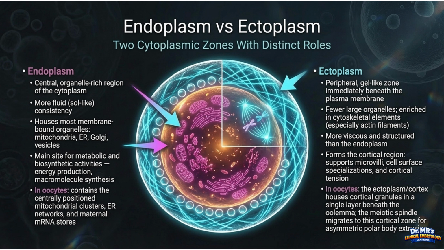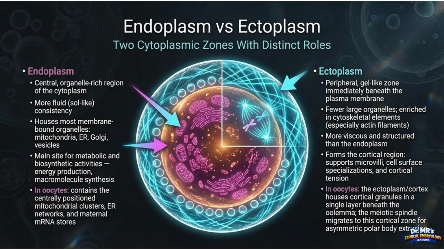Third, non-membrane-bound structures, the ribosomes, centrosomes, cytoskeletal elements, actin filaments, microtubules, and intermediate filaments, and processing bodies known as P-bodies, which regulate messenger ribonucleic acid. Fourth, and very relevant to our clinical work, cytoplasmic inclusions, stored metabolites and secretory granules that are neither organelles nor structural components, but temporary residents of the cytosol reflecting the cell's metabolic state.